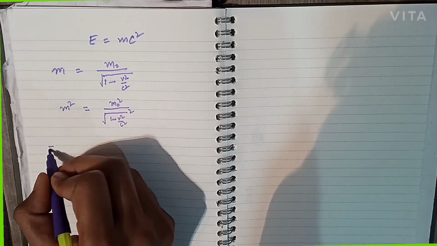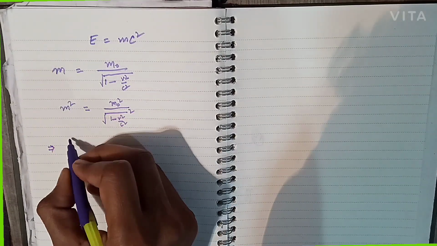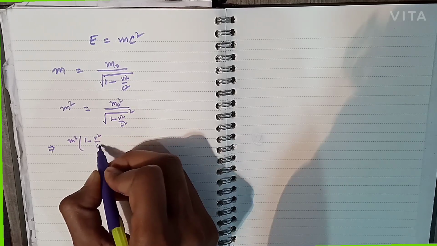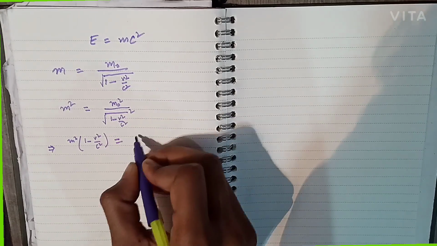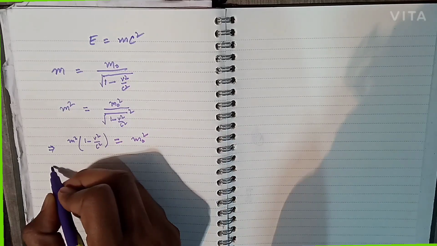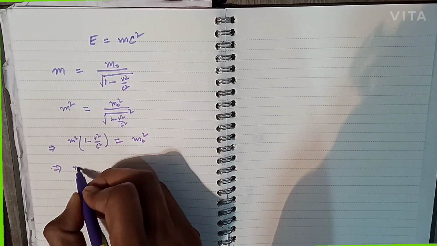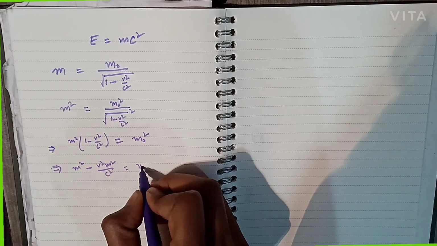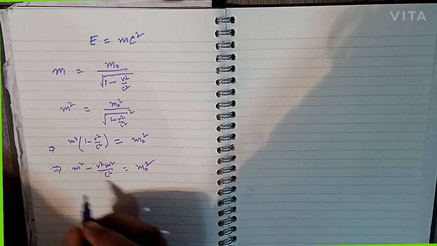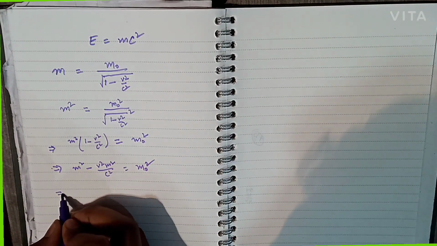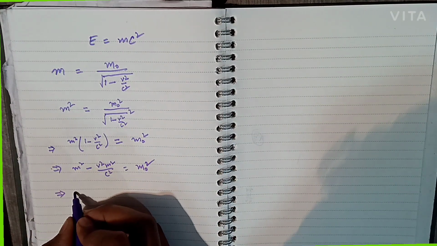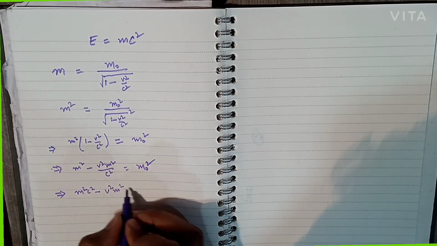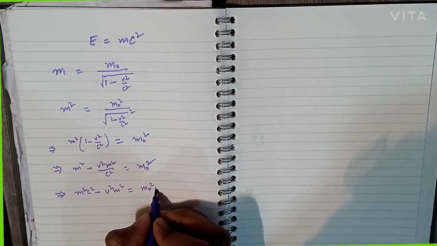Moving ahead, it comes as m square into 1 minus v square by c square is equal to m naught square. So this gives m square minus v square m square by c square equals m naught square. Further, this is equal to m square c square minus v square m square is equal to m naught square c square.